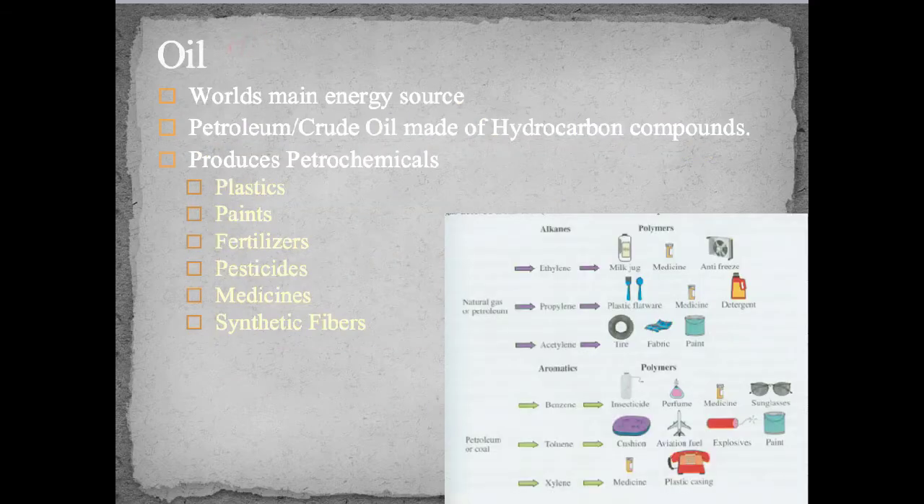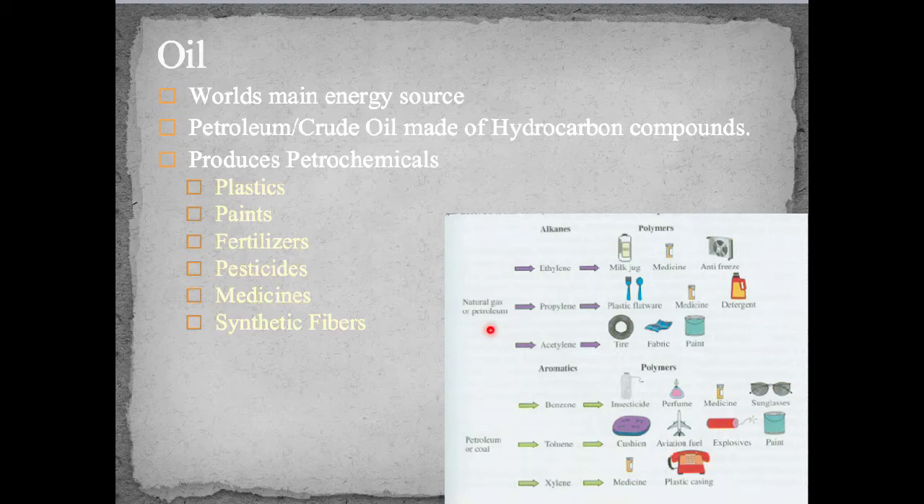Now on to oil. This is the world's main energy source. You can see here with this diagram some of the products that are produced from petrochemicals, or from oil. Petroleum, or crude oil, is made of hydrocarbon compounds, and some of those products here are plastics, paints, fertilizers, pesticides, medicine, and other synthetic fibers.